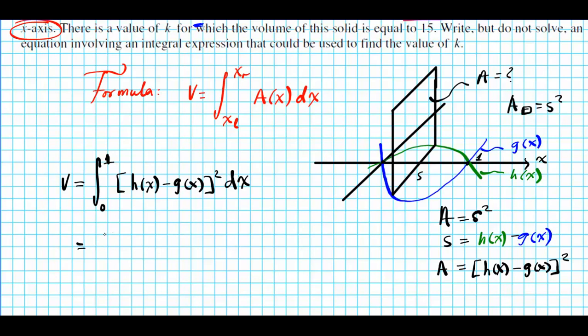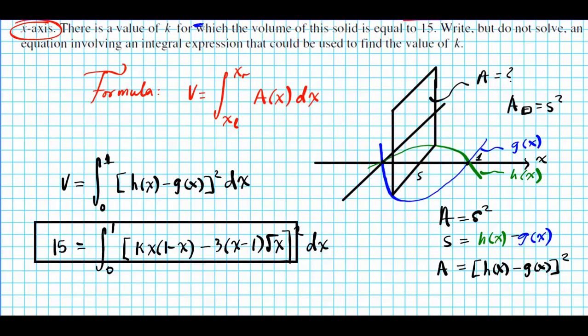So let's substitute the functions in. So we have the integral from 0 to 1 of h of x. h of x is kx times 1 minus x, minus g of x, which is 3 times the quantity x minus 1 root x. And this entire thing is squared dx. Now we're told that the volume is equal to 15. So guess what? This is going to be equal to 15. So setting 15 equal to this expression, this is the equation that we have to solve to determine the k value that will satisfy the condition where the volume is going to be equal to 15. Okay, so there goes your final answer for question number 2C.